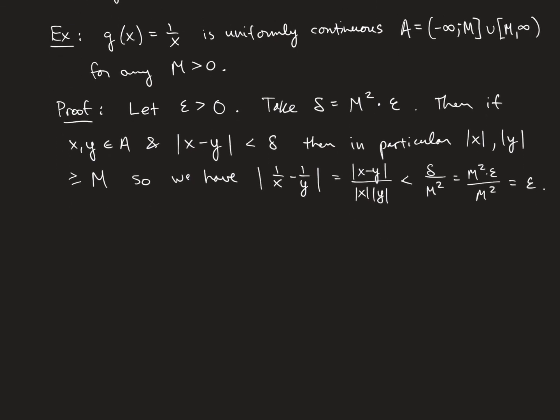Now, circling back to where we started in the lecture, e sub b of x is uniformly continuous.